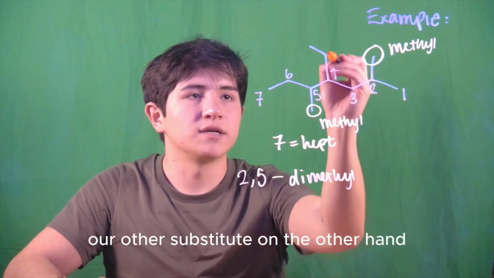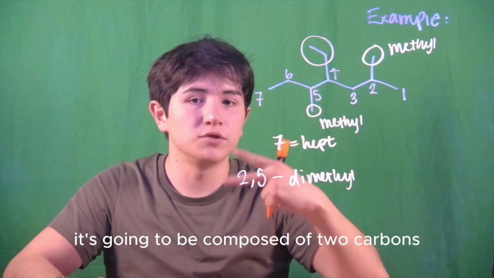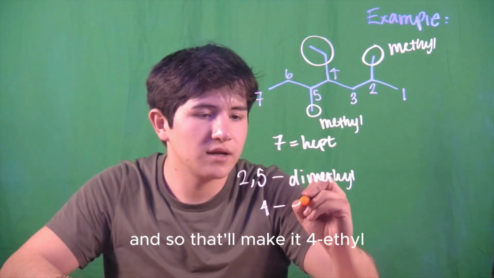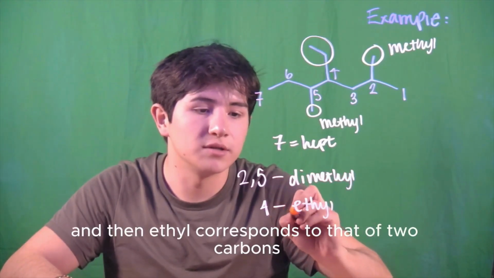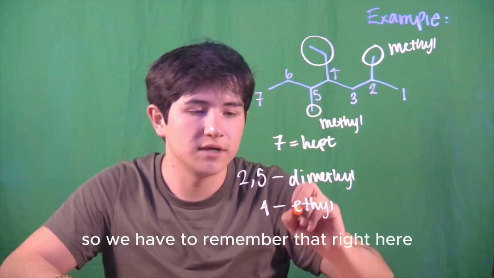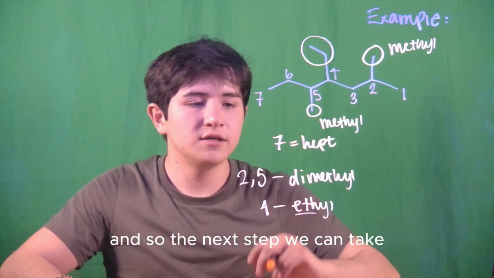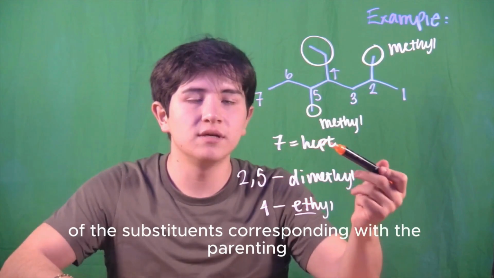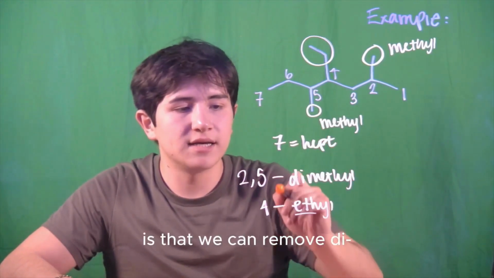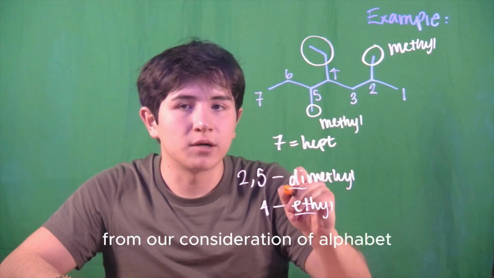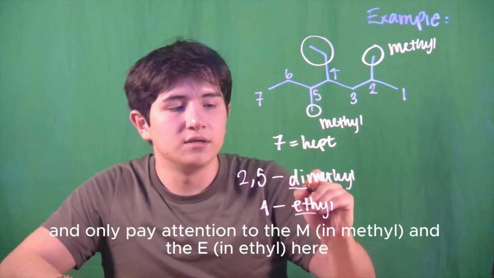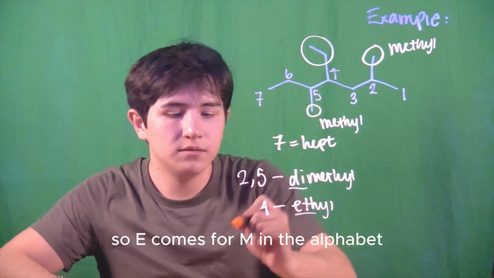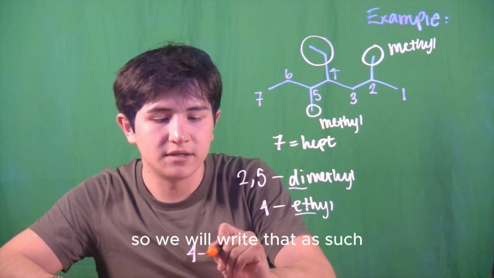Our other substituent, on the other hand, is going to be on carbon number 4, and it's going to be composed of 2 carbons. And so that'll make it 4-ethyl. And then ethyl corresponds to the prefix of 2 carbons, so we have to remember that right here. And so the next step we can take in determining the alphabetical order of these substituents corresponding with the parent chain is that we can remove di from our consideration of alphabet and only pay attention to the M and the E here. So E comes before M in the alphabet, so we will write that as such.